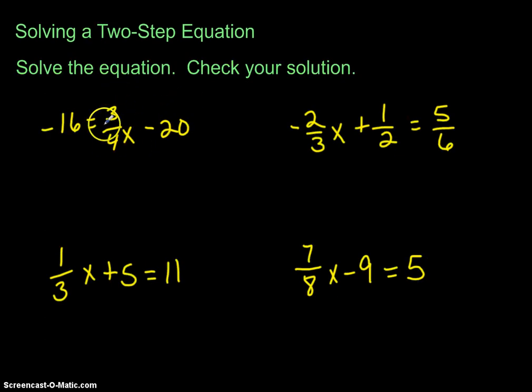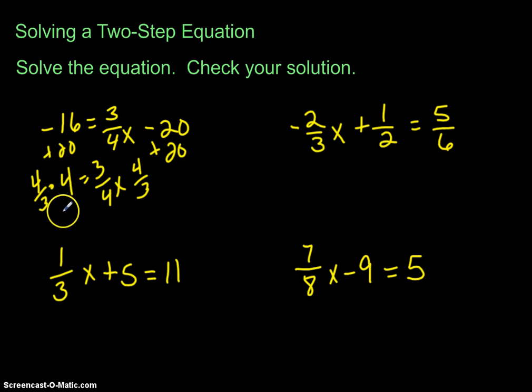I've got two things I need to get rid of on the variable side. First thing I'm going to do is add 20. We should know how to do this. Add 20. I get 4 is equal to 3/4 x. Multiplied by the multiplicative inverse, that's 4/3. Multiply both sides. That gives me 16 over 3 equals x. So that means x is equal to 5 1/3.